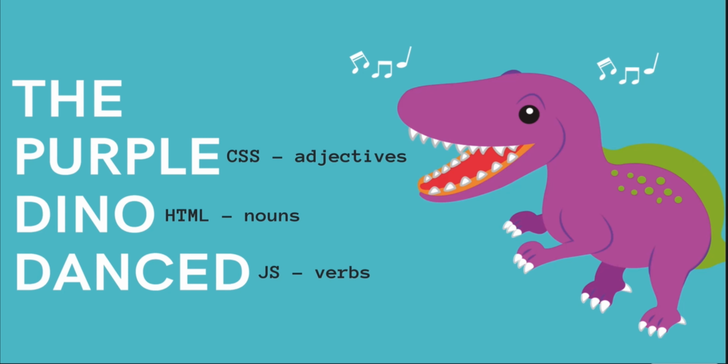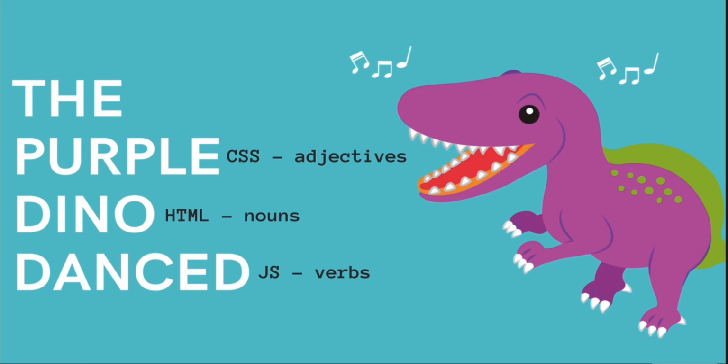So we are moving on to adjectives, to CSS, which describe those nouns. The purple dinosaur or the purple button, the large button, the small button, the rounded button. CSS allows us to style and manipulate the visual, for the most part, representation of our HTML content on the page. But we still have to have that HTML there first, which is why we begin with HTML.